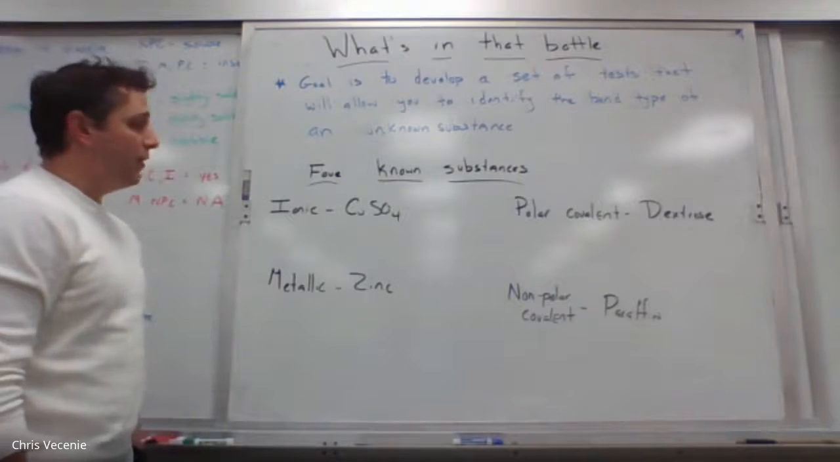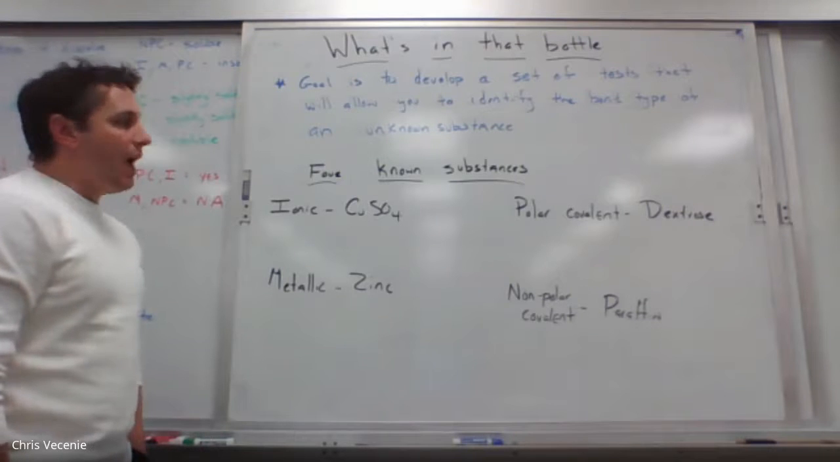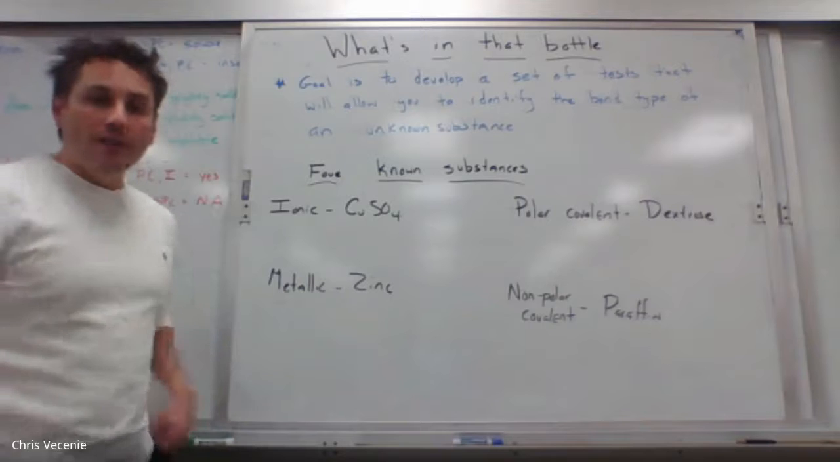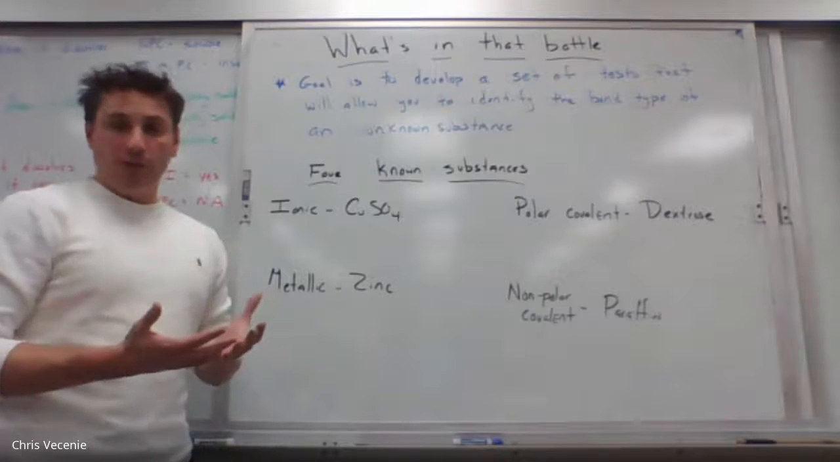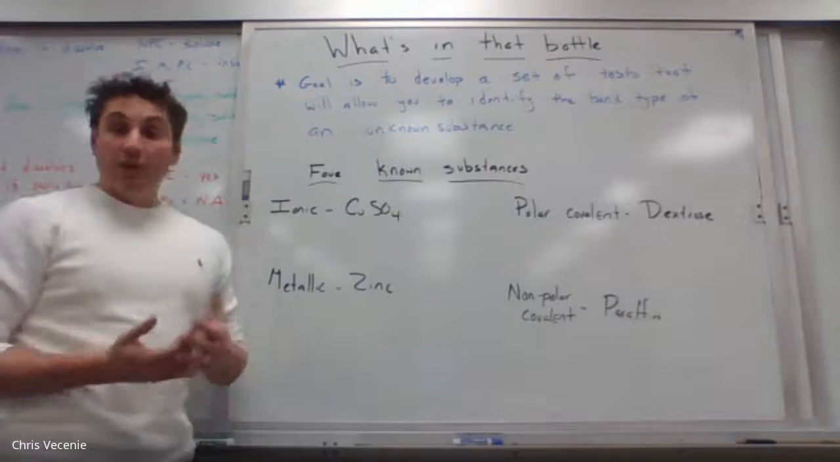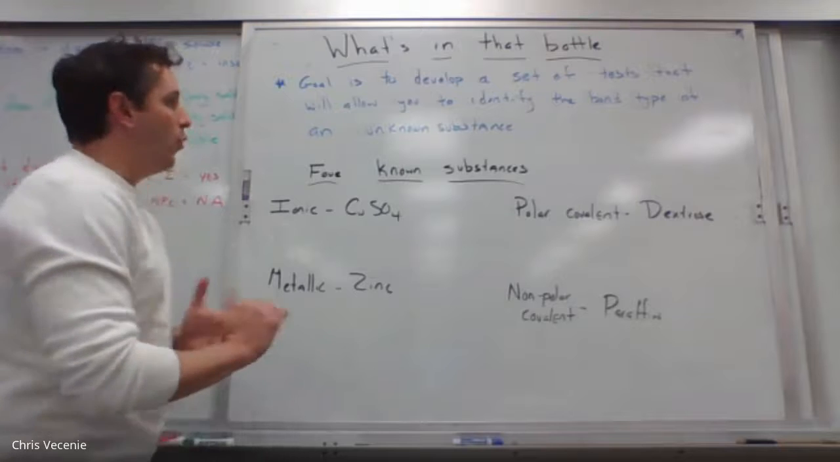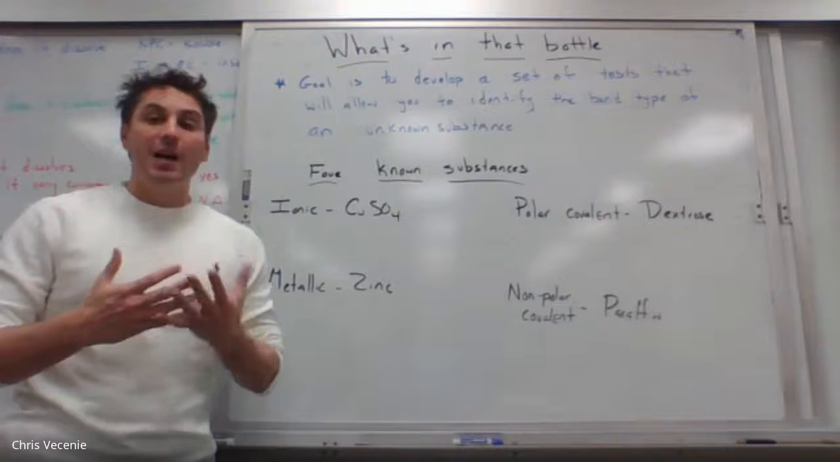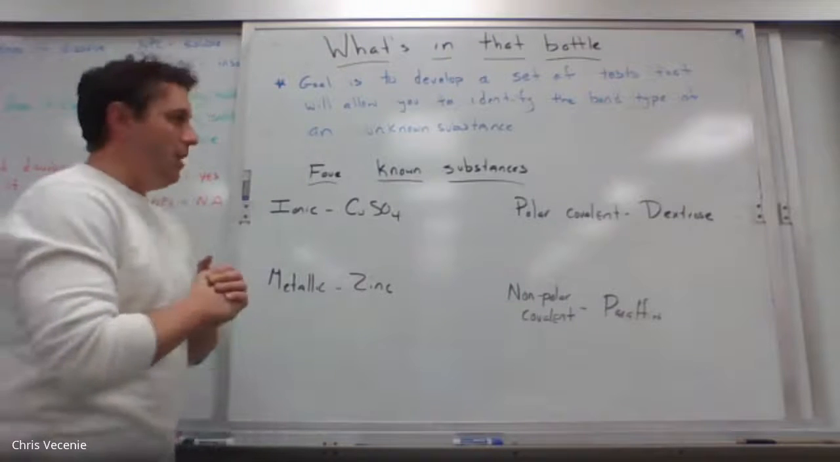What we're trying to do is figure out what type of bond is holding together a series of unknown substances. You're going to find out that there are 6 unknowns that you're going to have to identify, not who they are, but simply what type of bond connects them.